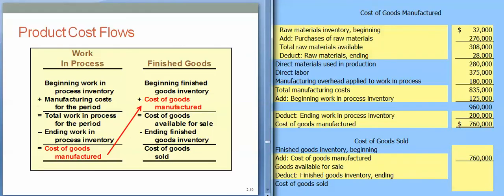So again, our work in process balance will help us calculate our cost of goods manufactured, and that cost of goods manufactured flows on to the finished goods section of our cost flow chart, and we'll use that to calculate cost of goods sold. We'll take our beginning finished goods inventory, add to that cost of goods manufactured during the period. That gives us goods available for sale. Finally, we'll deduct finished goods inventory, and whatever is missing will be our cost of goods sold.